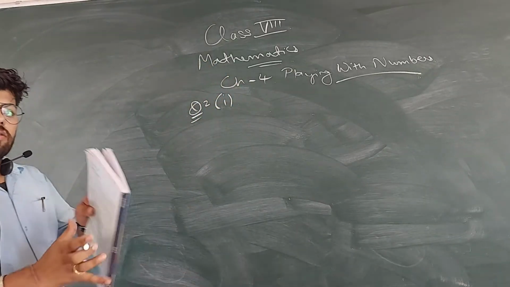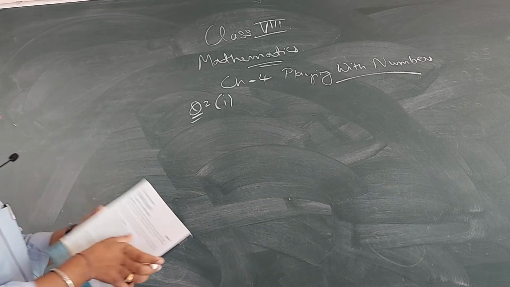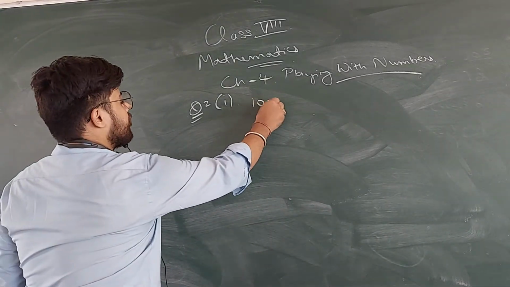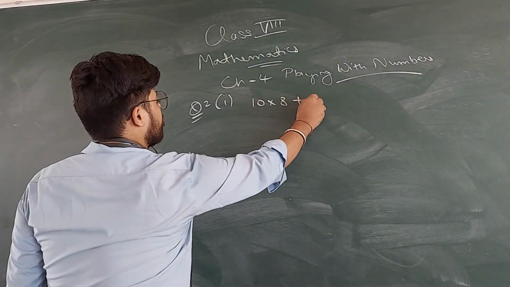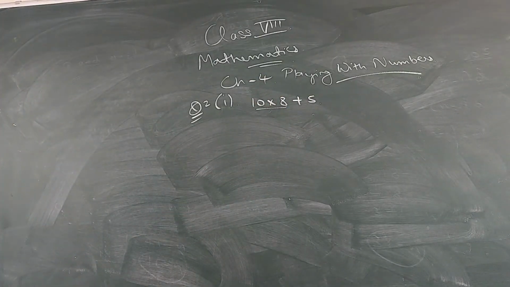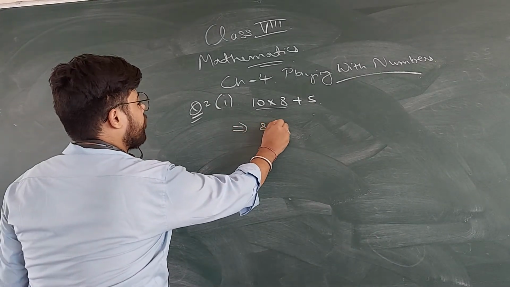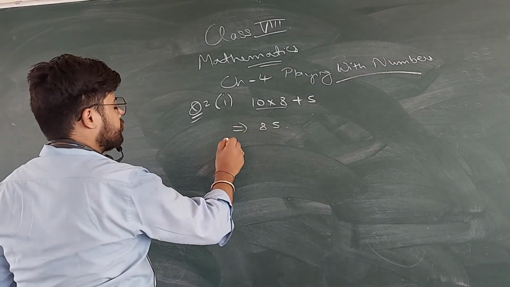The first part is 10 into 8 plus 5. First we always have to do the multiplication. So 10 into 8 is 80, and 80 plus 5 is 85. The answer is 85. A very easy question.